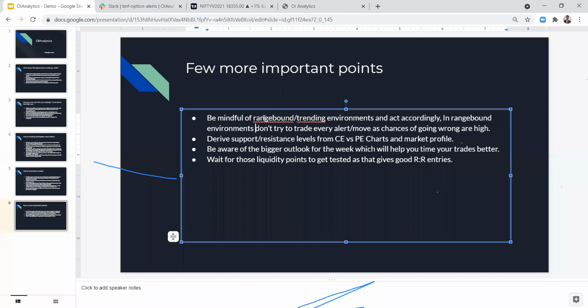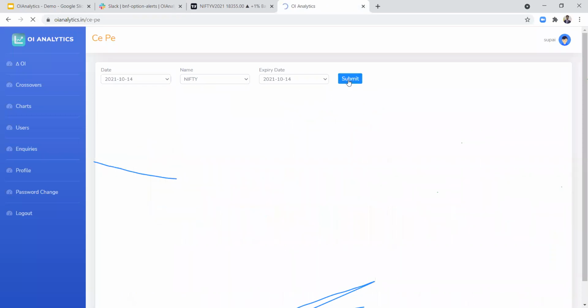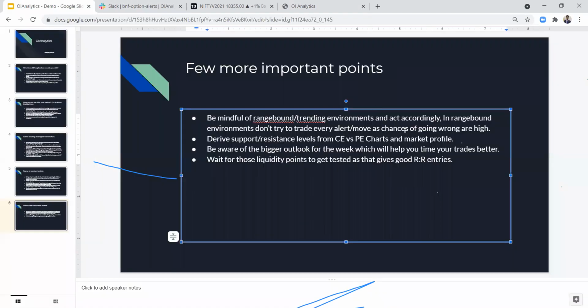Especially in range bound environments, which you can identify using C versus P charts. Let's say on the 14th, if you see the C versus P shows equal sort of addition happening, this is kind of a range bound day. On these kinds of days, you need to be careful that you don't need to trade every minute, right? You need to wait for the right opportunity and then only trade. And be aware of the bigger outlook for the week. If you track all the positions which got created from the beginning of the week, you will be able to understand what the bigger outlook for the week is, right?